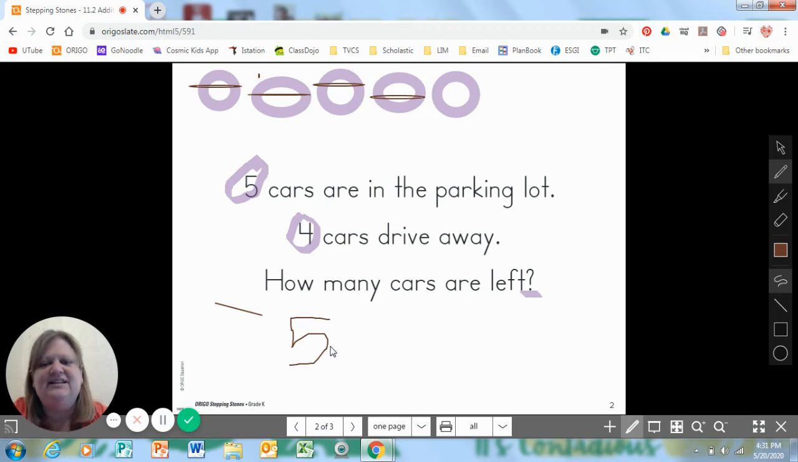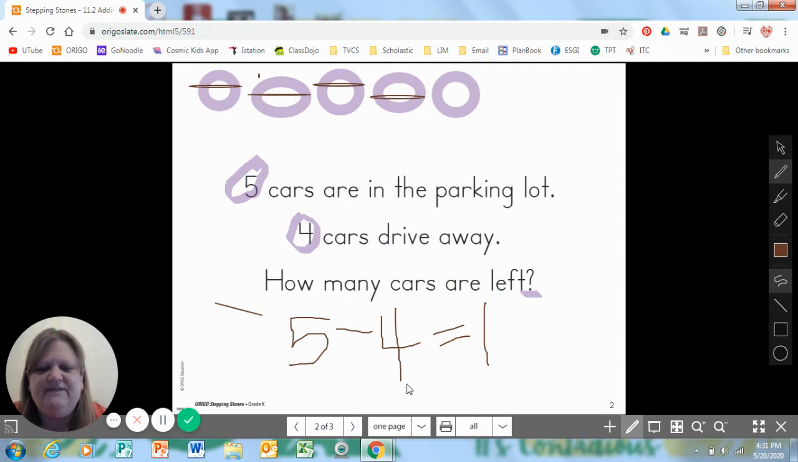Yeah, we did subtraction because the cars went away. That was the action, that they went away. So we'll put a subtraction sign. And how many went away? 4. So how many are left? There's our equal sign. 1. Excellent.